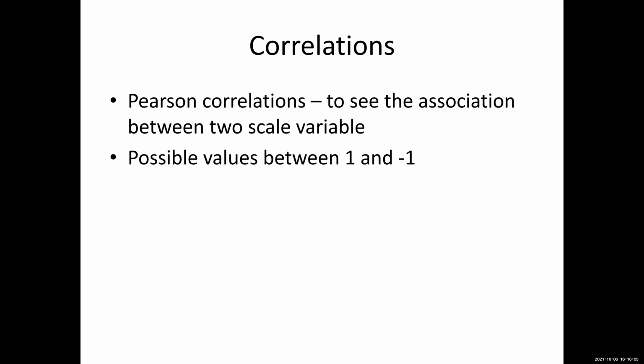Okay, correlation, we already talked about this, that the possible values are between 1 and -1. And basically, this tells us the association between two scale variables, the Pearson correlation. And obviously we have to look at the p-value, whether that correlation is statistically significant or not. If it is statistically significant, only then we interpret it. If it is statistically non-significant, we don't interpret it.